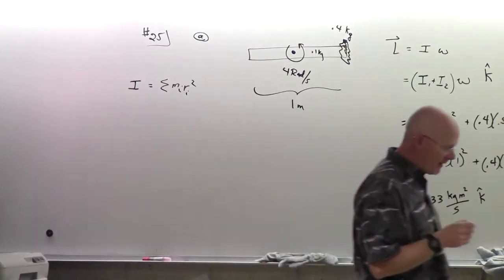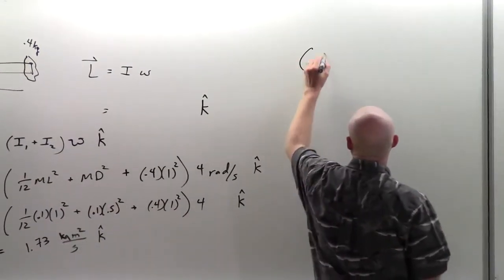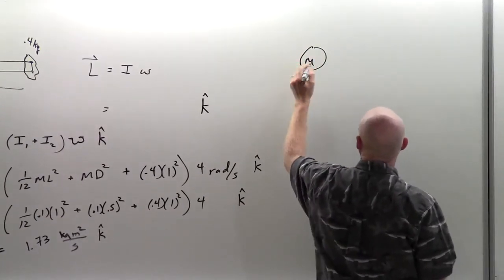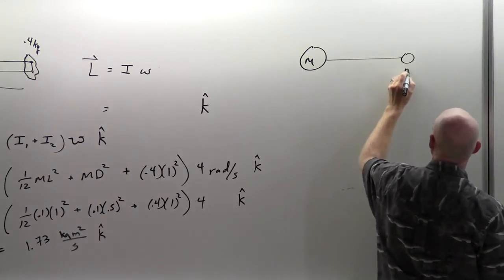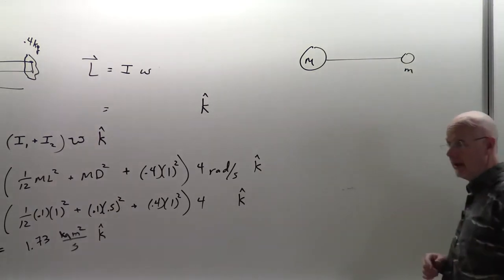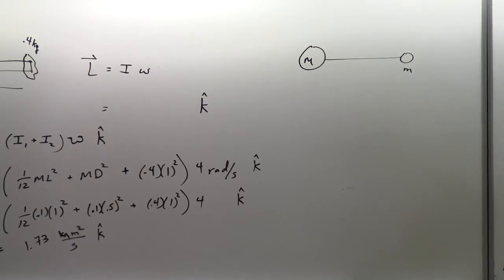But you have a problem on the homework that has an object of mass big M and an object of mass little m. And it says find the place where the moment of inertia is the smallest.